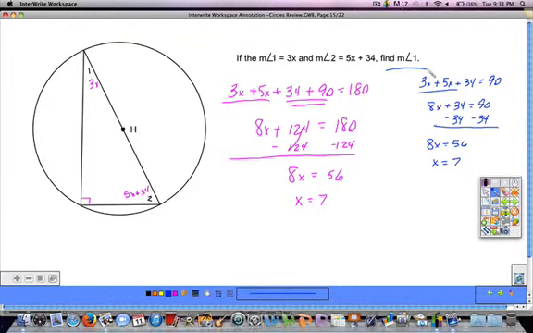But that's not what it asks us to find. It wants us to find the measure of angle 1. So I have to take x equals 7, and angle 1 is 3x. Well, 3 times 7, because x is 7. So the measure of angle 1 must be 21 degrees.